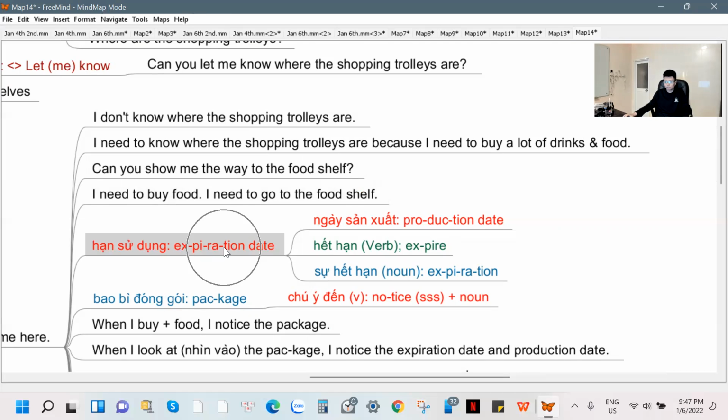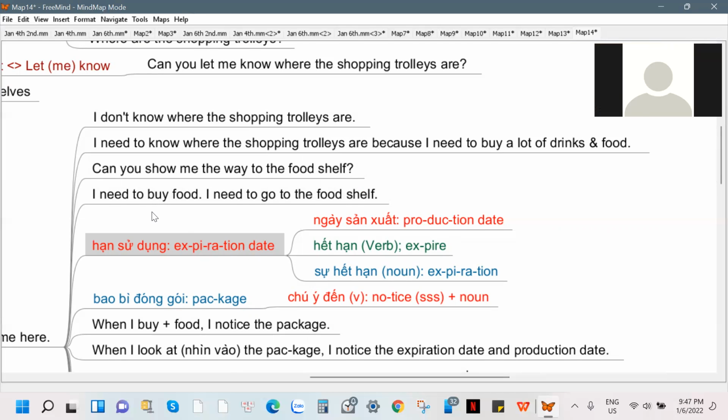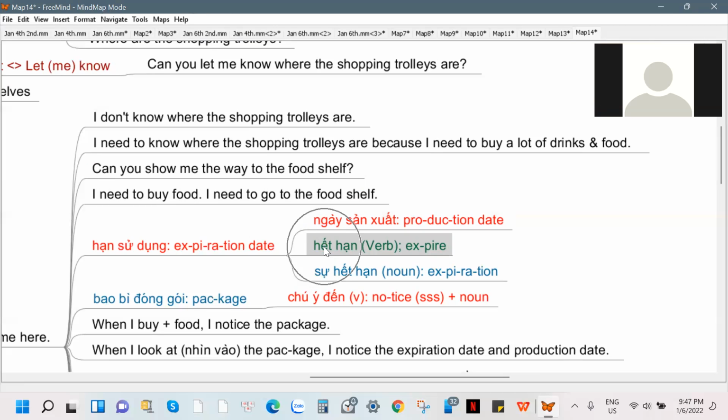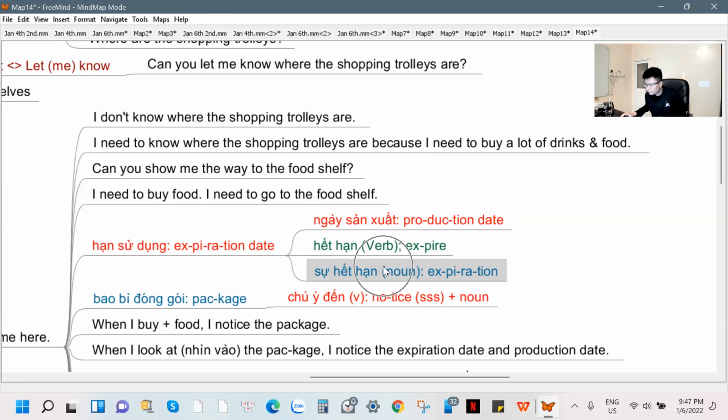Expiration date. Production date. Expire. Expiration.